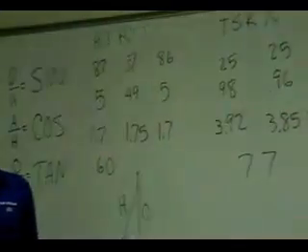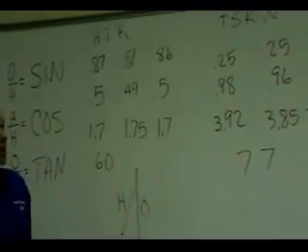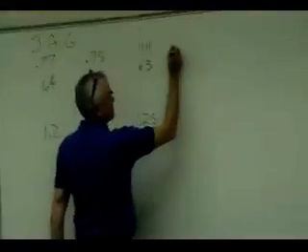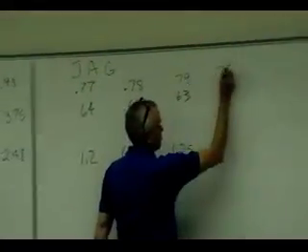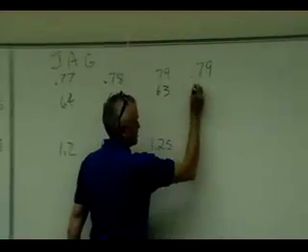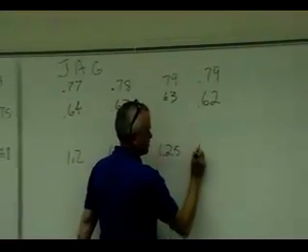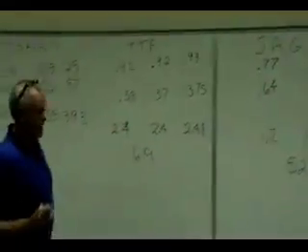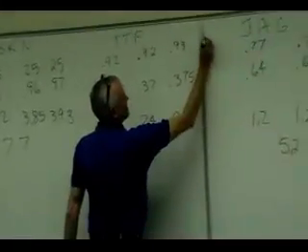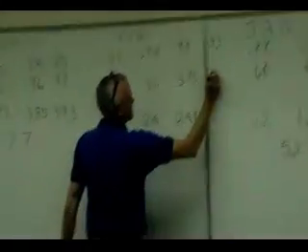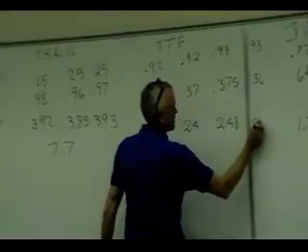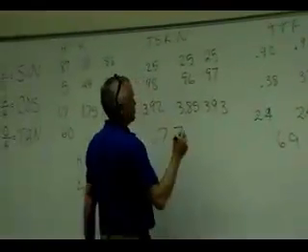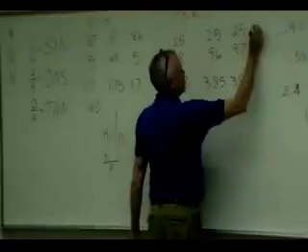Are we ready? Okay, the JAG group. What did you get for the first one? 0.79. What did you get for the second one? 0.62, 1.28. For the ta-ta for now group, I'll get 0.93, 0.36, 2.6.